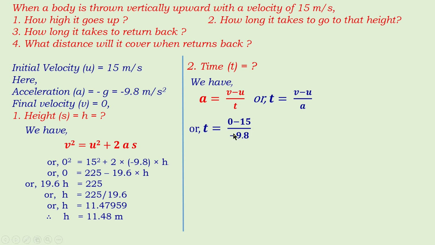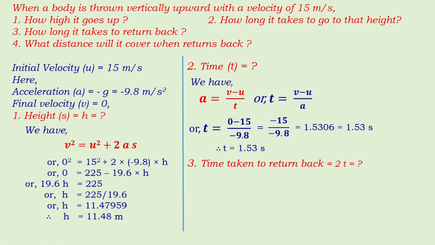If we take the values, v is 0, u is 15 and a is minus 9.8. 0 has no meaning here. That's why minus 15 upon minus 9.8, minus minus cancel. Now when we divide 15 by 9.8, we'll have 1.5306. This is equal to 1.53 second, because we are not taking other digits behind the second digit. Okay, now therefore t equal to 1.53 second.